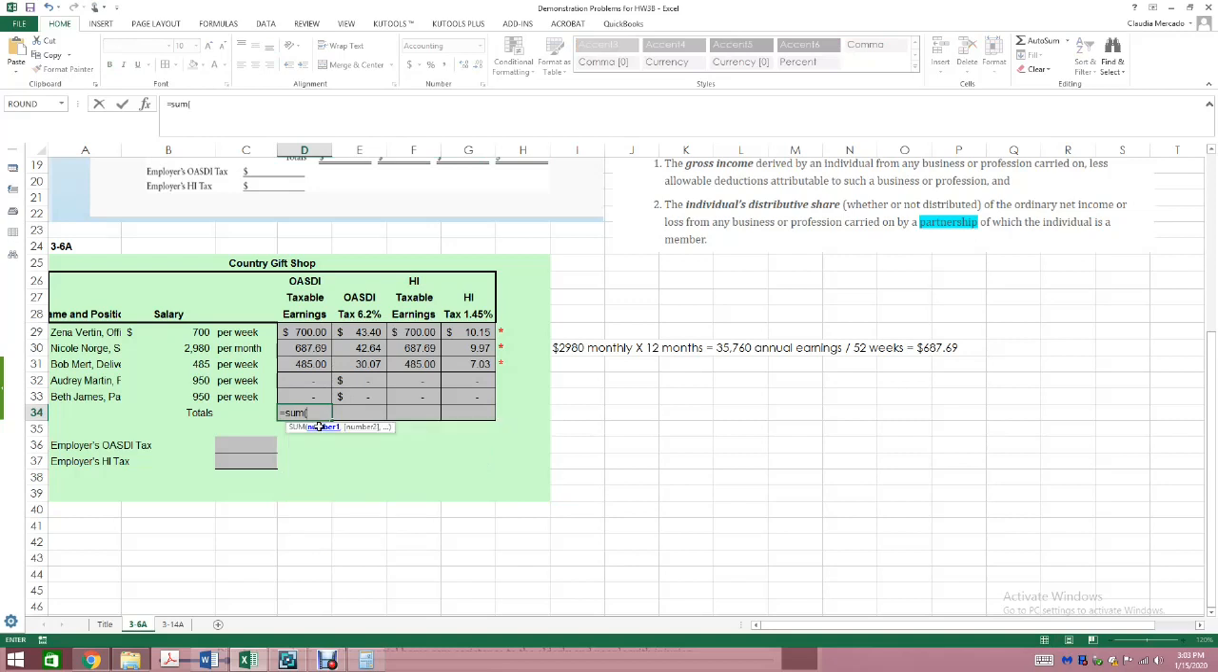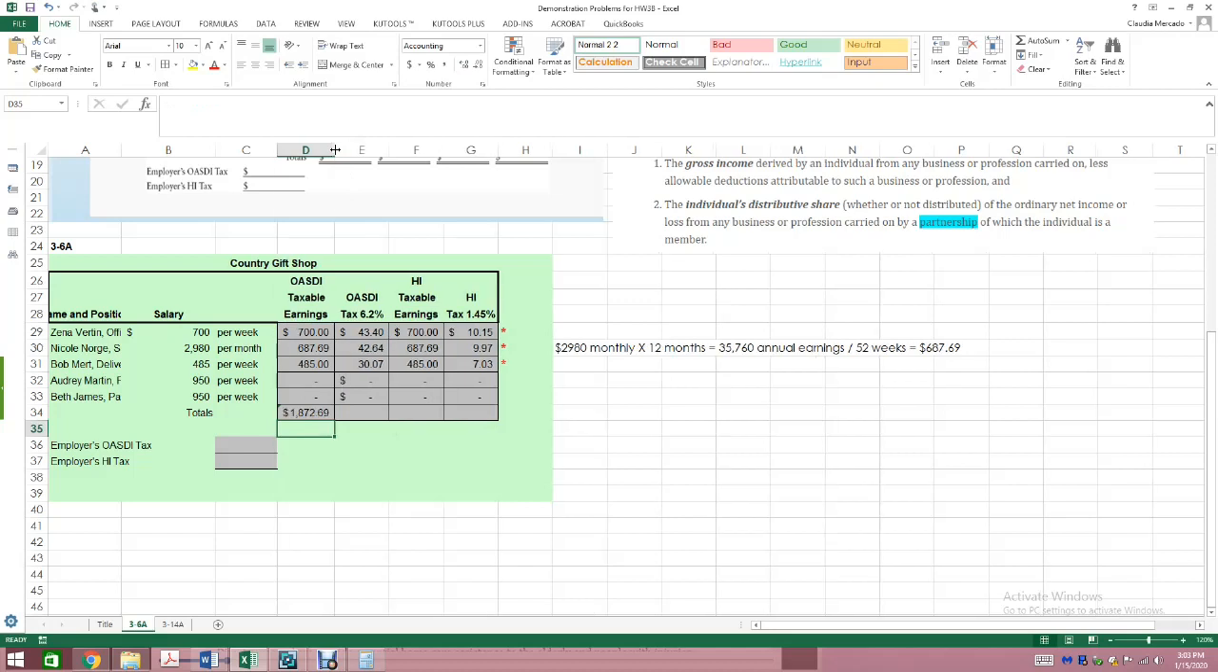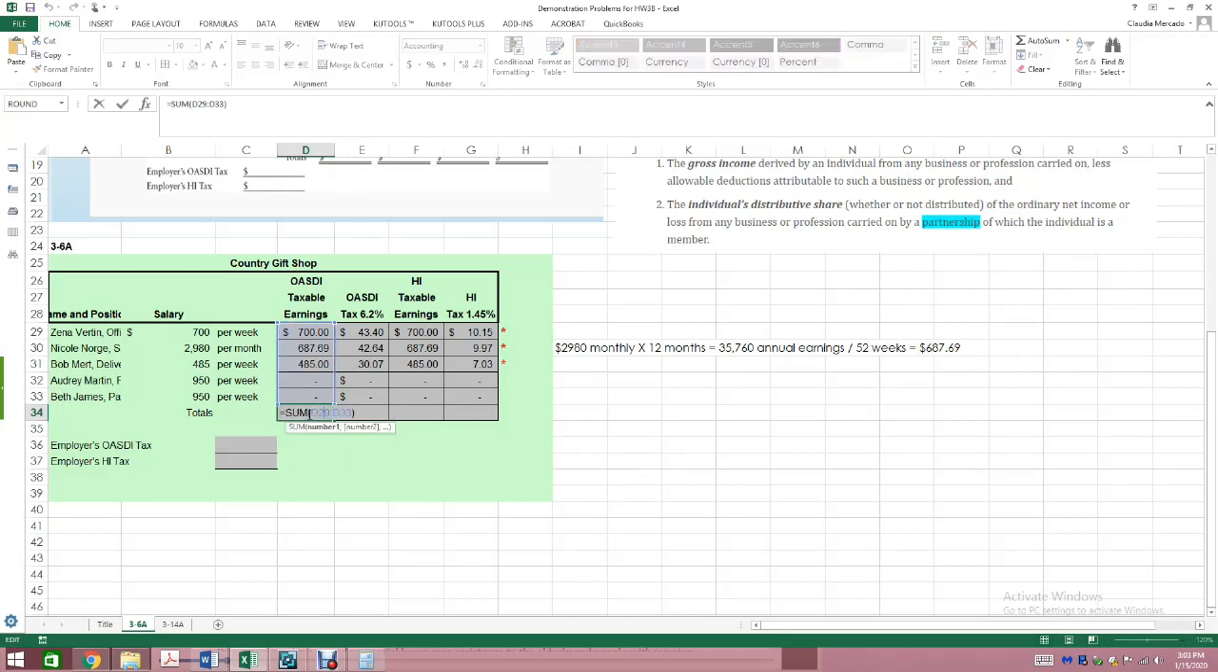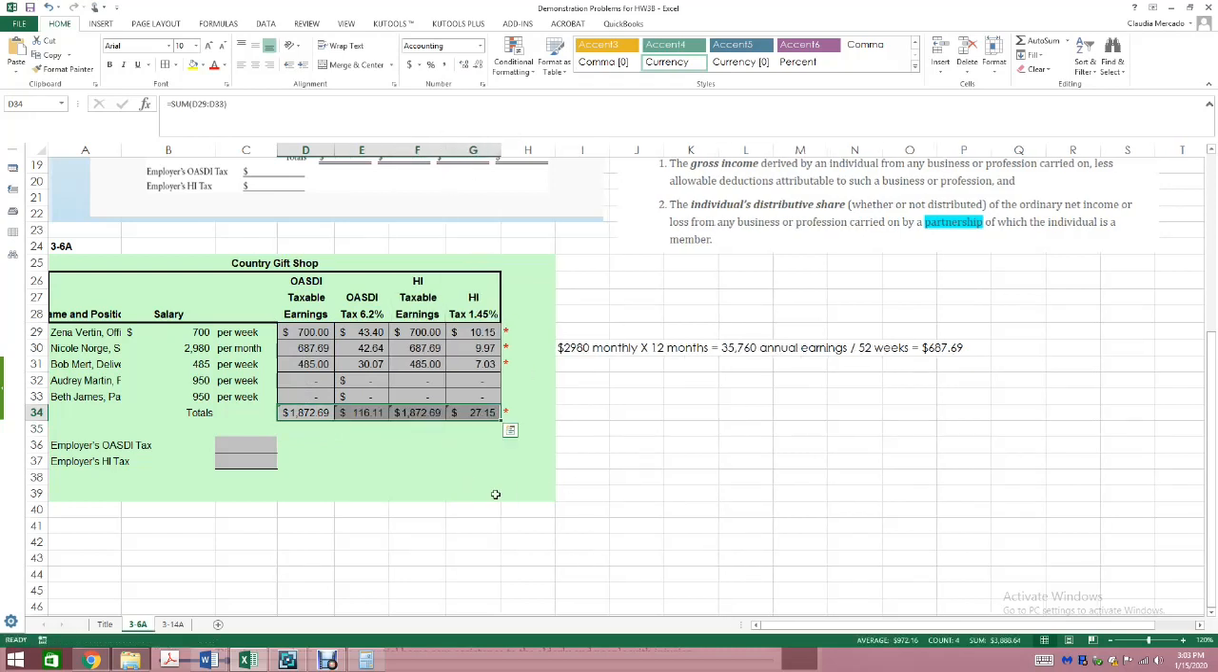And I'm going to see if I can do this here on Excel. I'm just adding down. It'll be 1872.69. Once you put the formula in Excel, that's why I love using Excel. All I did was equals the sum of all of these cells. Once you have that done in one cell, you can just copy it over. So I have my totals for each of my columns: my total taxable earnings, my total OASDI tax, my taxable earnings for HI, and my HI tax.